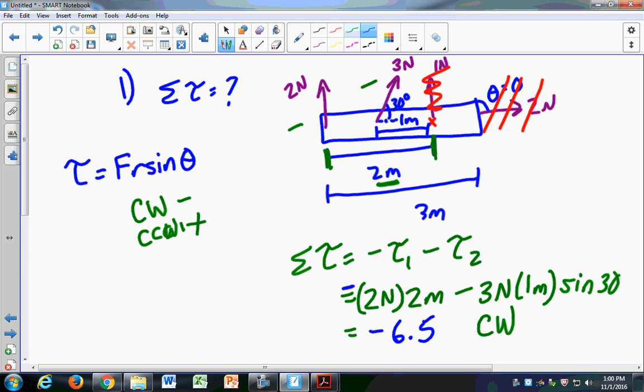If there's a force pulling down here, think about it, don't answer. If I have a force pulling down here, clockwise or counterclockwise? Clockwise is right, because it would make it go in this direction.